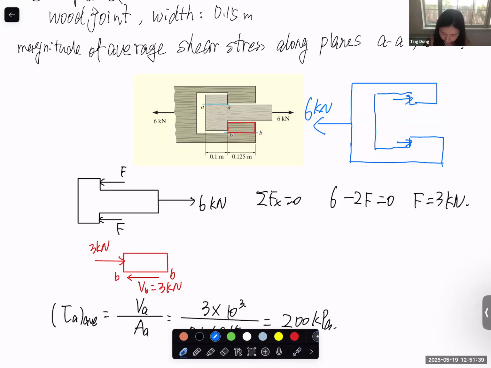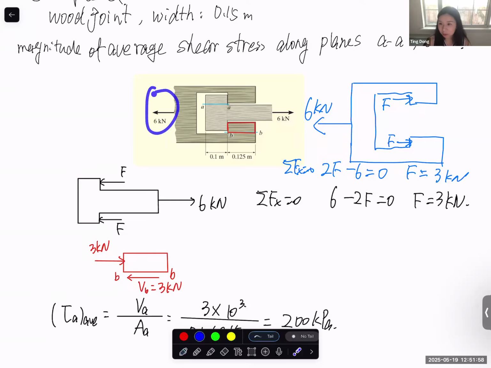Now let's put this force as F, this force as F. Again, we have 2F minus 6 equal to 0. Force in the x direction equal to 0. Now we have this shear force equal to 3. Make sense or not? Now we are taking care of this one.